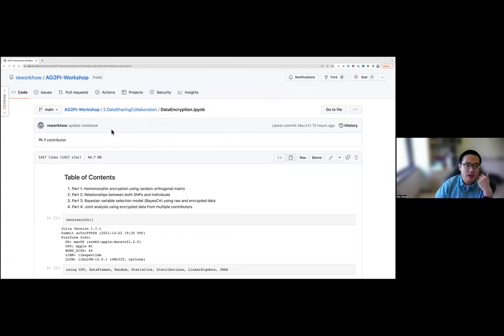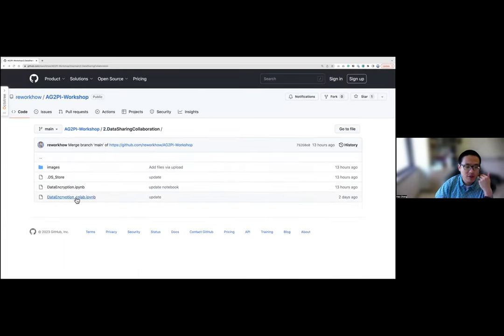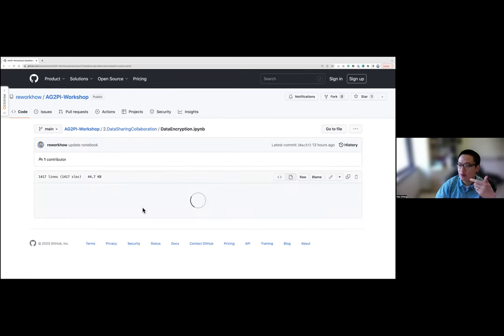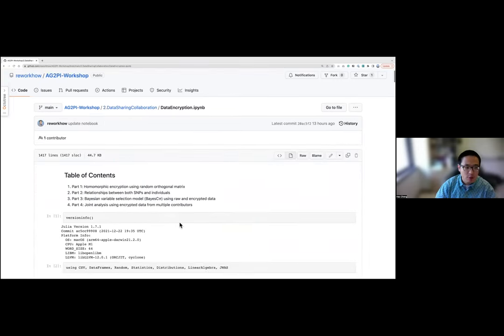For AG2PI, we use Google Colab a lot. So actually, I made two versions. One version is really just a notebook, and another one is a Google Colab version. If you want to use Google Colab to run this one, feel free to download that one and upload it. And we have four parts.